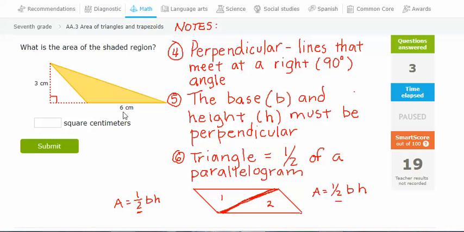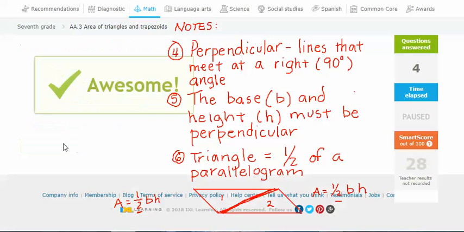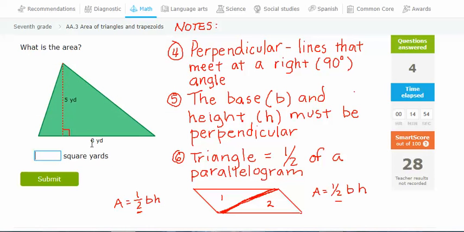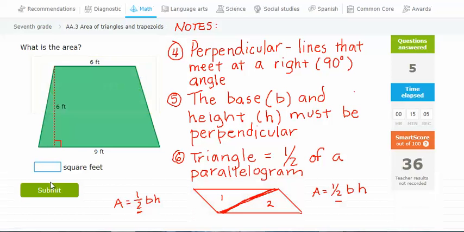All right, so here we're going to do half times 6 times 3, which is 18, divided by 2, that's 9. 8 times 5 is 40, divided by 2, that's 20. All right, which brings us to the next part of our lesson, which is trapezoids. Let's get the notes for that.